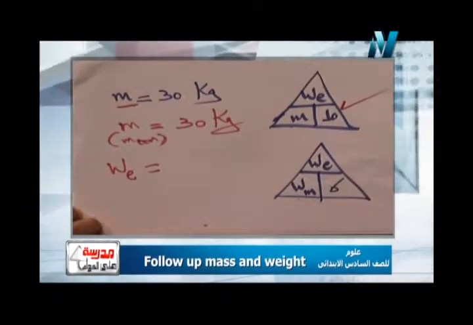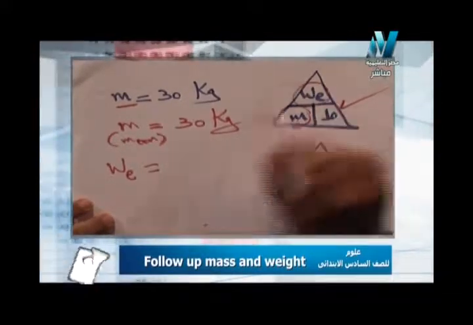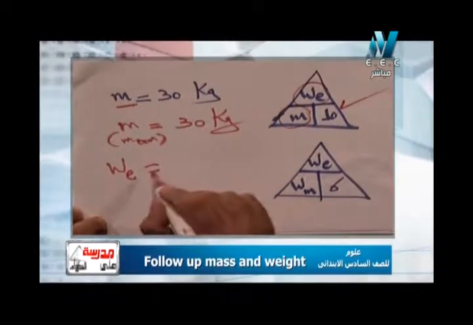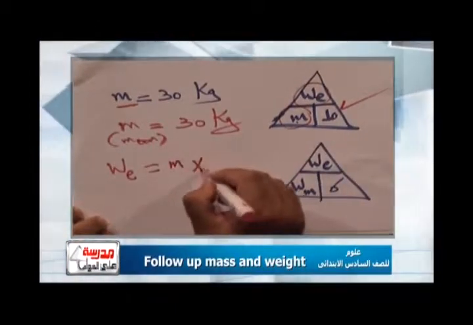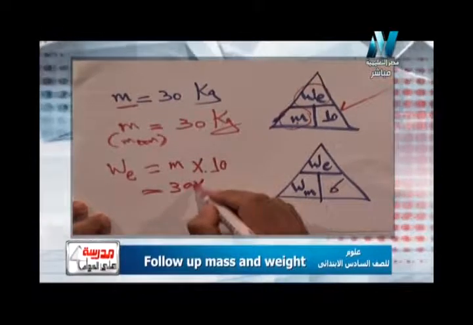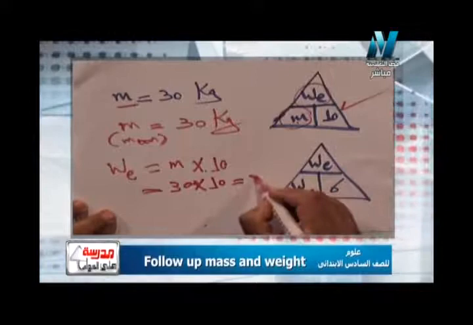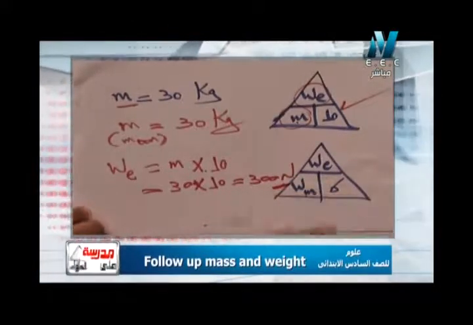Sure, the first law. Why? Because here I have mass and I want weight. عندي mass وعايز weight. Sure. So the weight on the earth equal what? Equal mass by 10. So it will be 30 by 10 equal 300. 300 what? 300 Newton. Surely Newton. Why?